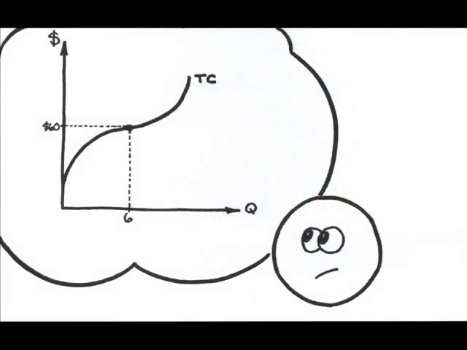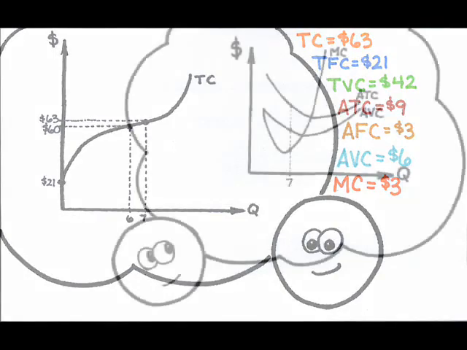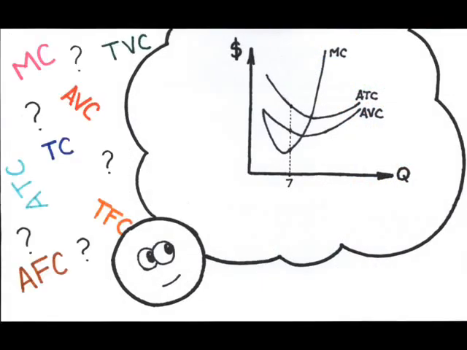This leaves only marginal cost. Remember, marginal cost is just the extra dollars I add to my cost by producing 1 more unit of output. In this case, because 6 units cost $60 and 7 units cost $63, the marginal cost of the 7th unit is $3. It costs $3 more to produce that 7th unit. It looks like I can get all the cost information from this diagram. Now, what about the average cost diagram? Can I get total cost, total fixed cost, total variable cost, and all the rest of them?